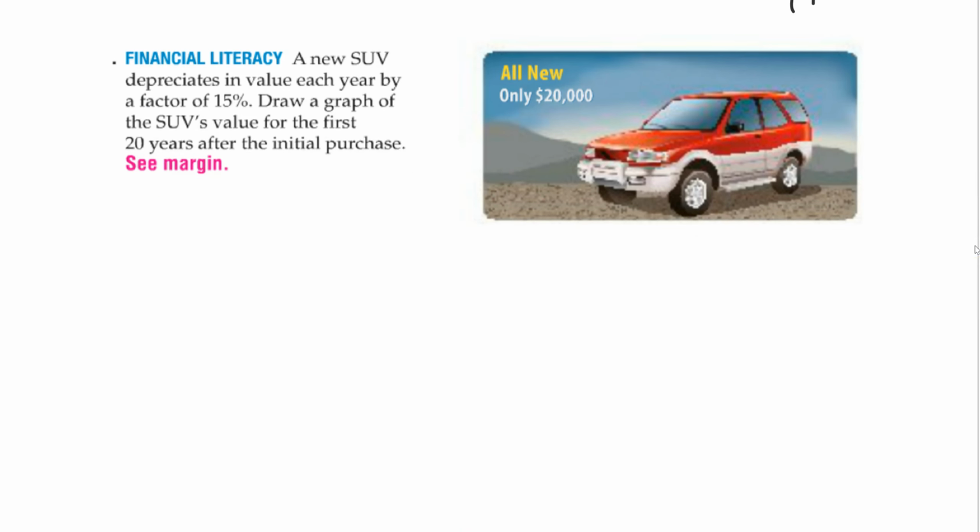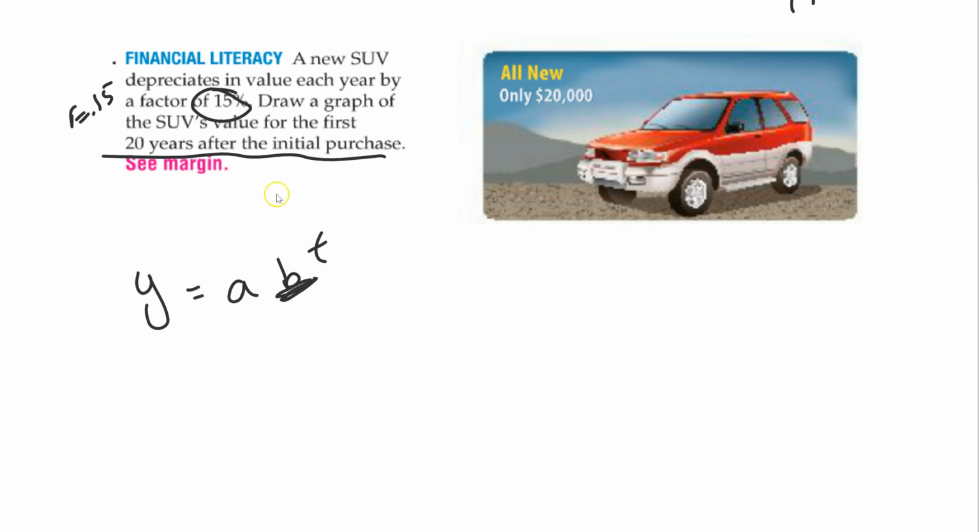So this is the problem we can finish off. An SUV depreciates in value each year by a factor of 15%. So that's my R. Make it a decimal. Draw a graph of the SUV value in the first 20 years after the initial purchase. My formula is going to be this. I need my B. Remember, B is always 100%, so 1. In this case, it goes down in value, so minus 0.15, which makes B 0.85.